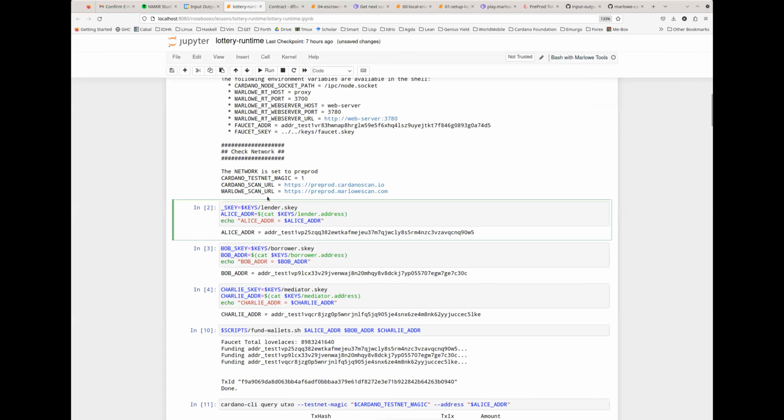So in particular, I generated a private key that was called lender key. So let me now call it Lars. And I now use the address, lender address, Lars address. I can execute this. Okay, and this is my address.